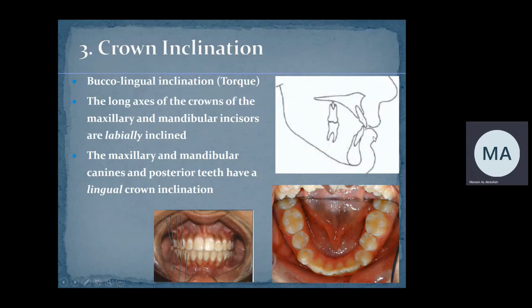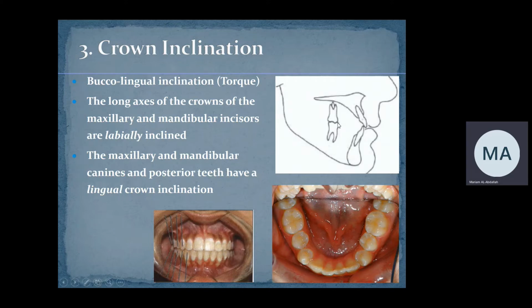So it should have buccal crown torque or labial crown torque. More than this is considered proclined incisors. Less than this is considered retroclined incisors. So these terminologies are important. The normal inclination is a little bit of buccal inclination. More than that is proclined. Less than that is retroclined.